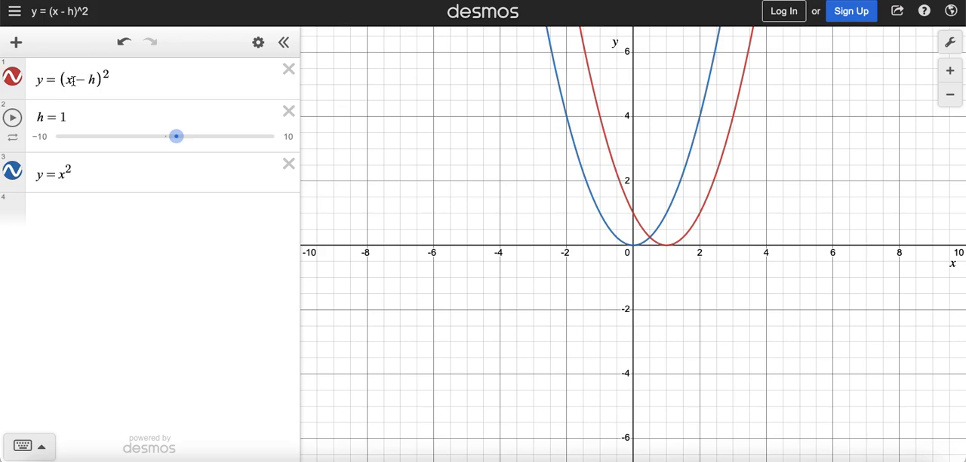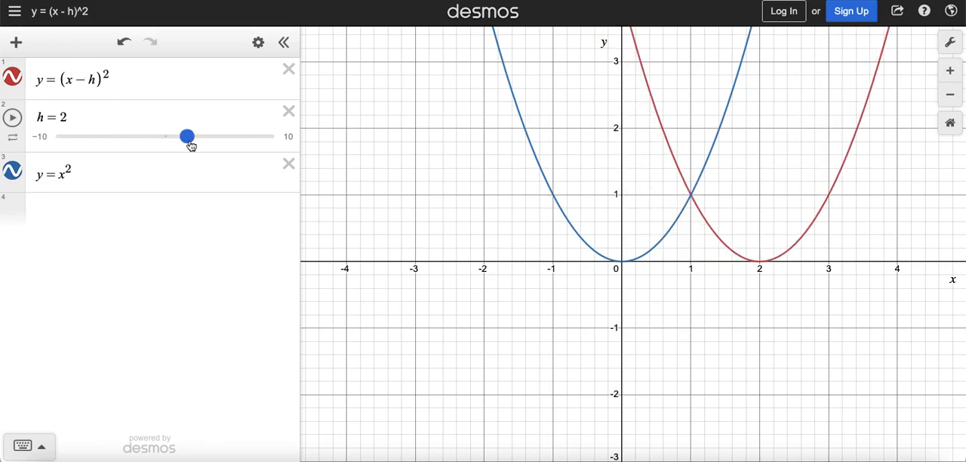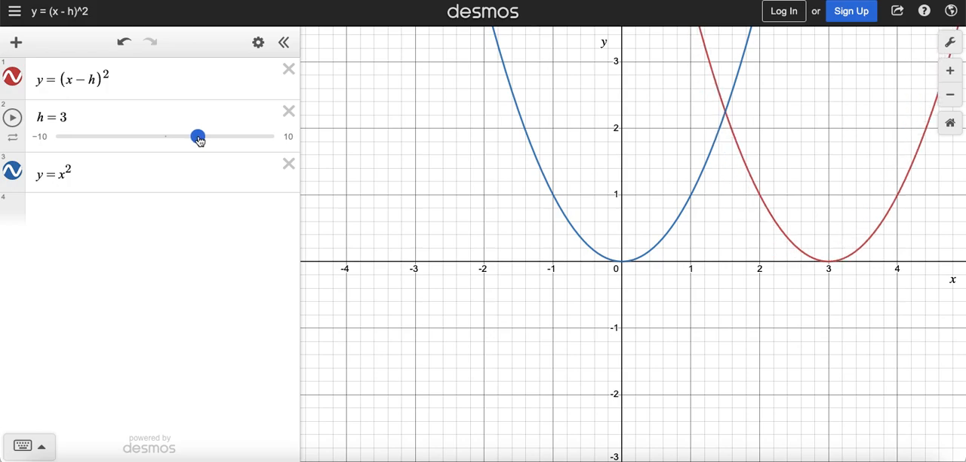If I'm subtracting 1 from x, x minus 1, and then squaring it, we can see our graph here on the right is going to be shifted 1 unit to the right. If I'm subtracting 2 from x, my graph is going to be shifted 2 units to the right. And if I subtract 3 from x, my graph is going to be shifted 3 units to the right. So we can see, if I'm subtracting a positive number, if my h value here is positive, then that's going to shift my graph to the right.